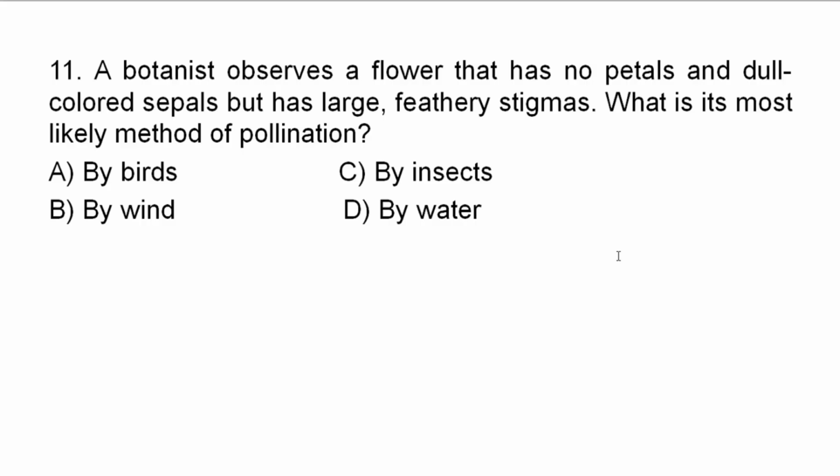Good. The correct answer is B, by wind. So most flowering plants that have no petals and dull-colored sepals, and if they have feathery stigmas, are mostly pollinated by wind. So wind is the pollinating agent for such kind of flowers. Good. So the correct answer for question number 11 is B, by wind.